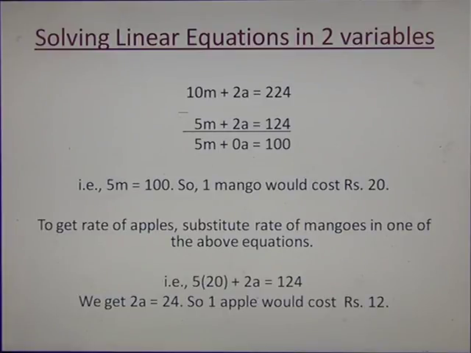So 5 mangoes cost 100 rupees, so 1 mango would cost 20 rupees. Now to find the rate of apples, we just need to substitute this rate of the mangoes in one of the equations. So we use the second equation. So 5 mangoes would be 5 into 20 and 2 apples would cost 124. So from this we can find out that 2 apples would cost 24 rupees, giving 1 apple costing 12 rupees.